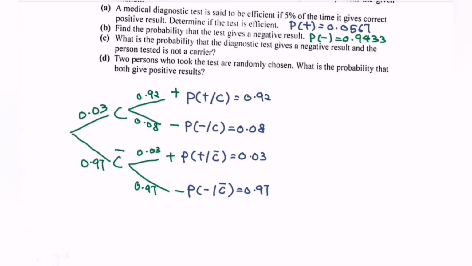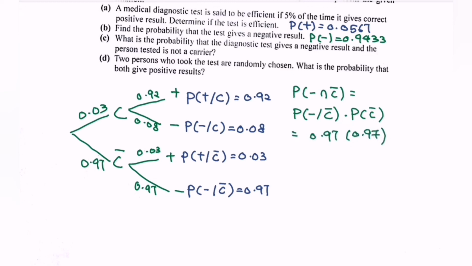Kindly refer to C. What is the probability that the diagnostic test gives a negative result and the person is a non-carrier? So here we have the probability of a negative result and non-carrier. Kindly refer to the branches. We have the probability that we have a negative given that it is non-carrier, multiplied with the probability for non-carrier. So we will have 0.97 multiplied with 0.97. So the answer will be 0.9409.